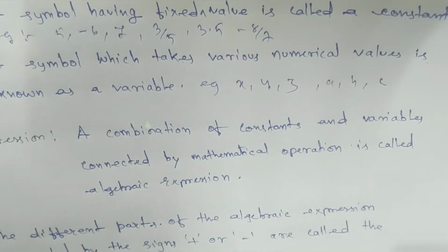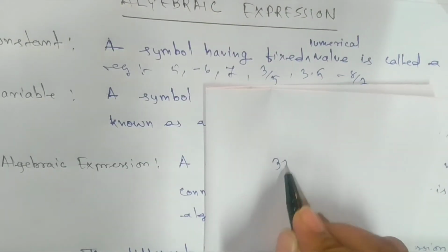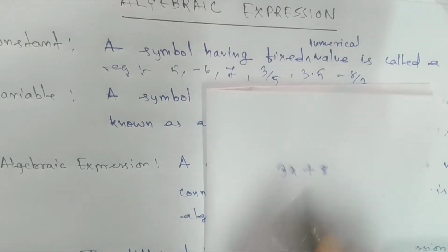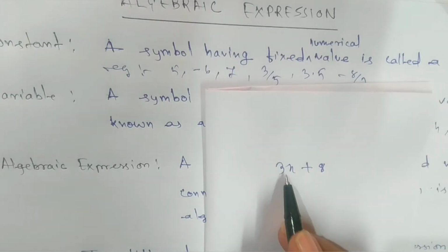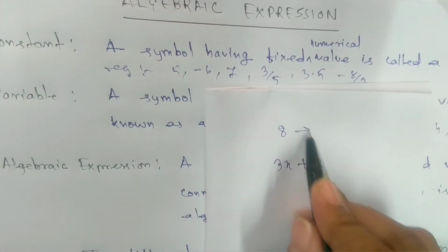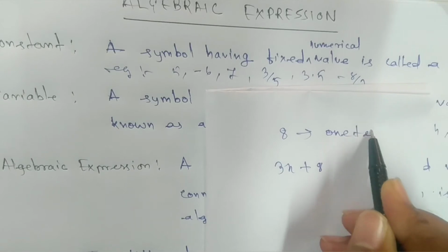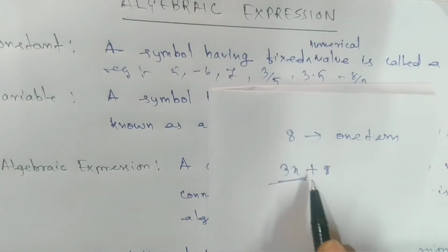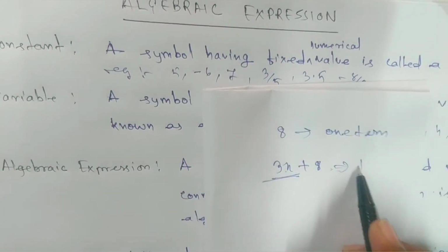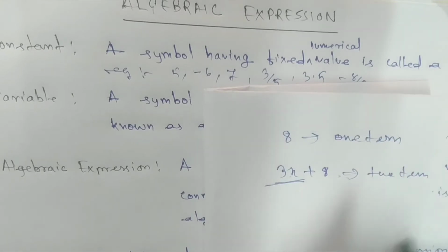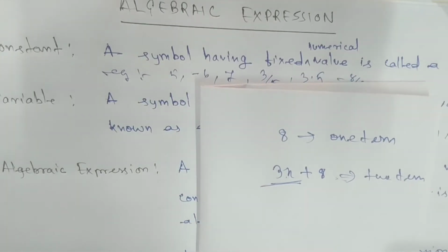Here is another definition for algebraic expression: a combination of constants and variables connected by mathematical operations is called an algebraic expression. If we look at 3x plus 8, how many terms? One term. If we go for this one, there are two terms. So what do these terms mean?